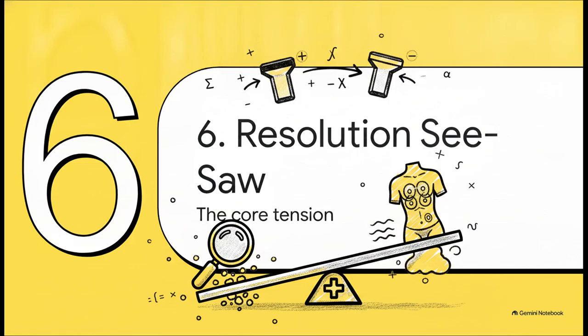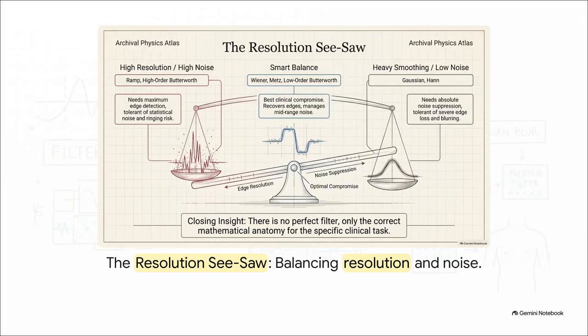And finally, Section 6, the Resolution Seesaw, exploring the core tension of our field. This brings us to the ultimate realization of this explainer. Everything we've covered today is really just a massive balancing act on this mathematical seesaw. On one side, you have high-edge resolution, using tools like the ramp or a high-order Butterworth. You get maximum edge detection, sure, but it forces you to tolerate high statistical noise and major ringing risks.